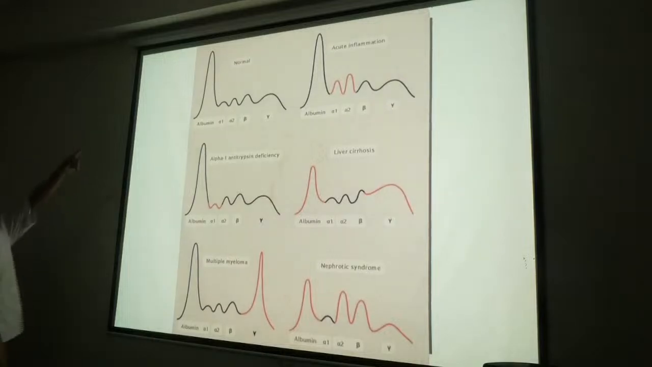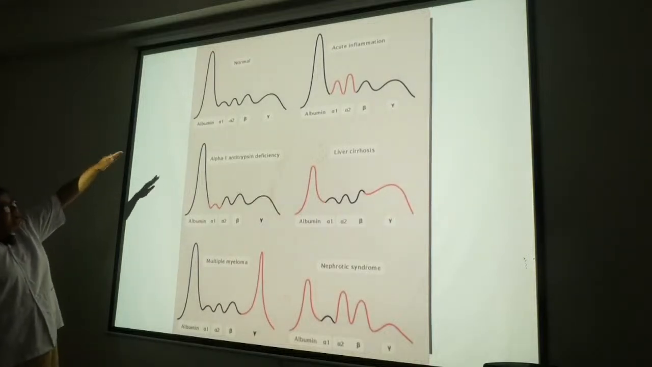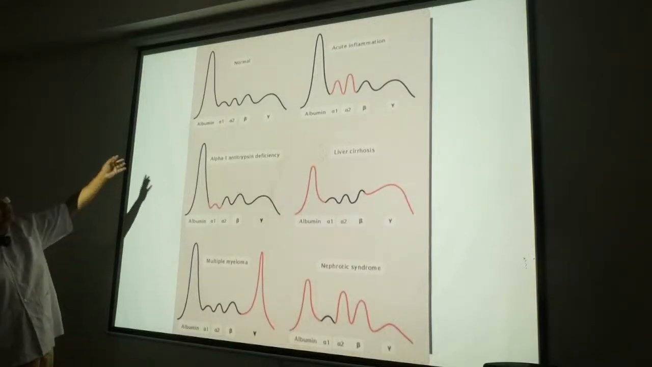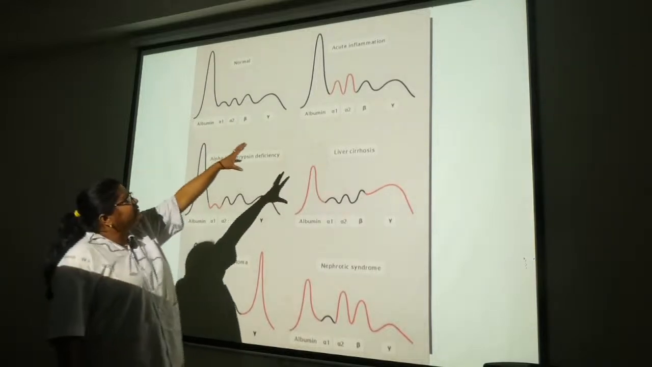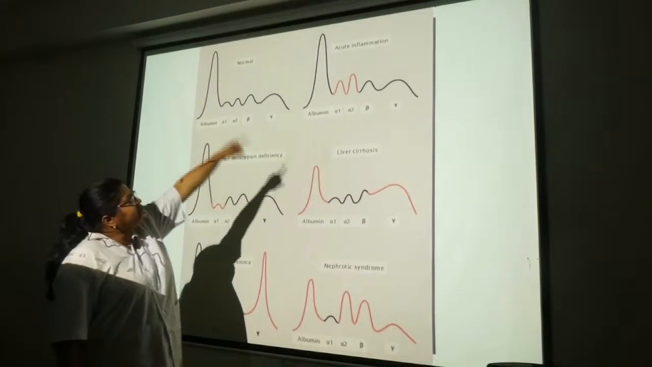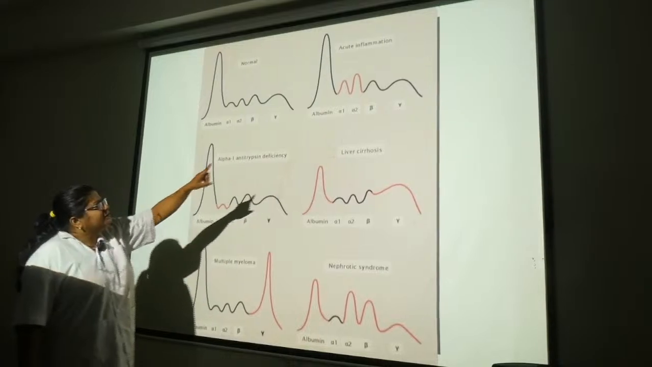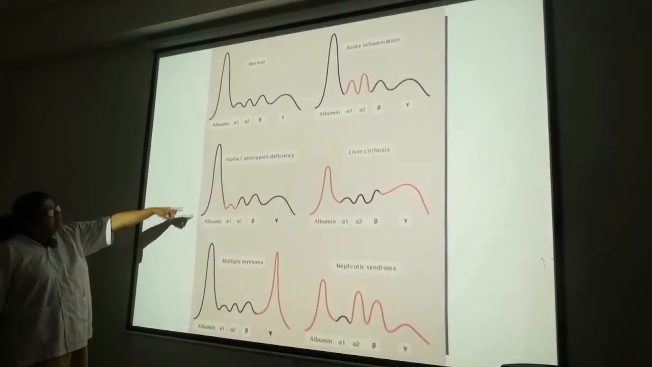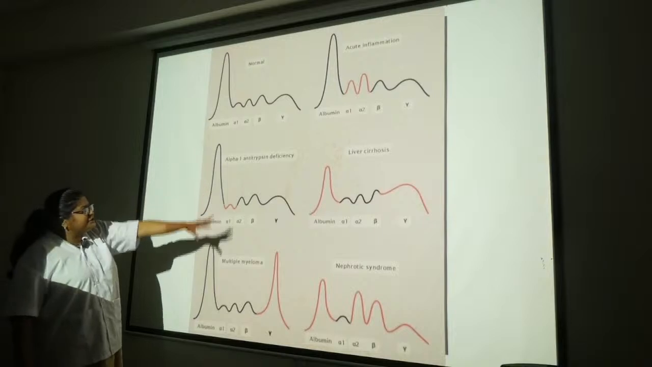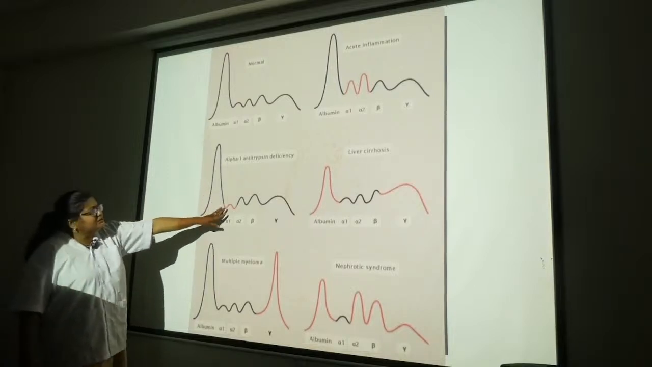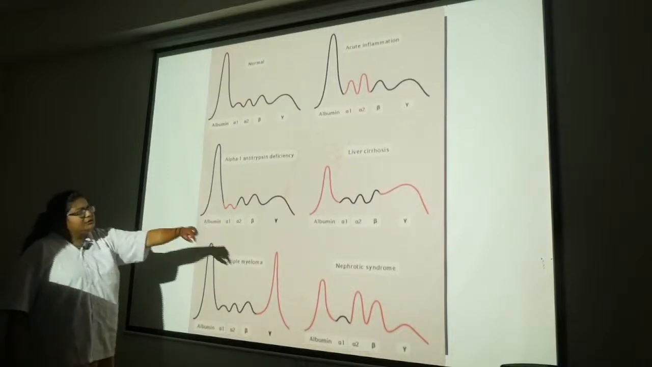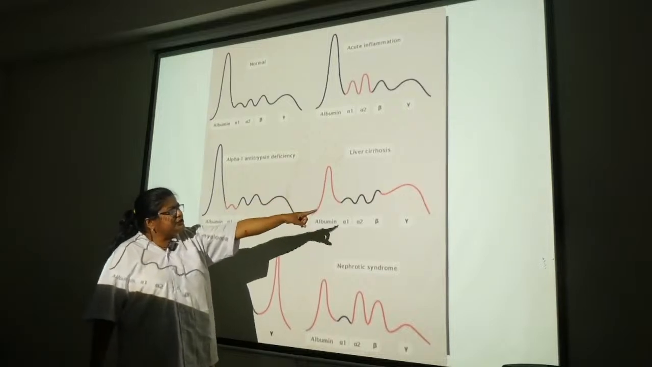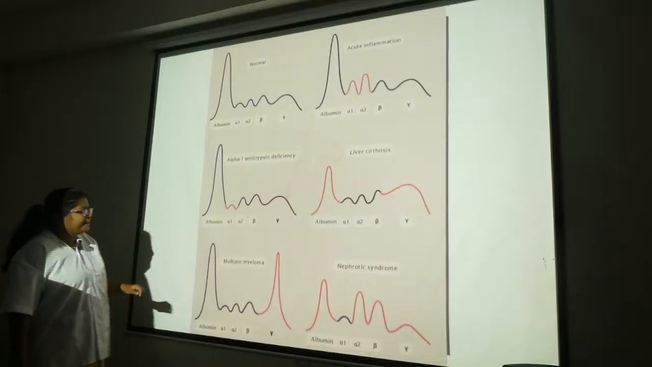Again, this one shows the normal pattern. Albumin is high, then alpha 1, alpha 2, beta, gamma. In case of an acute inflammatory patient, this will be the pattern. You can take a picture of that. And this is the alpha 1 antitrypsin deficiency. Alpha 1 is less. This is the liver cirrhosis patient pattern.